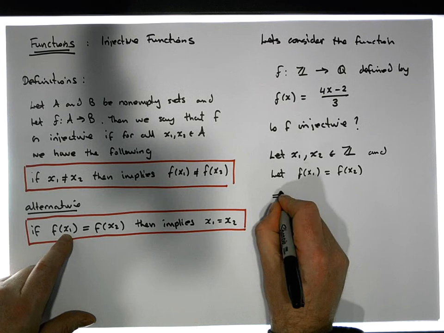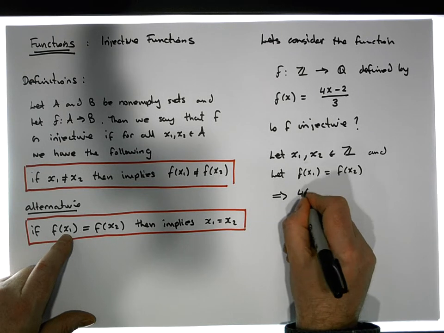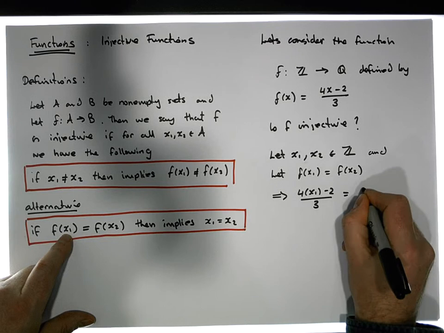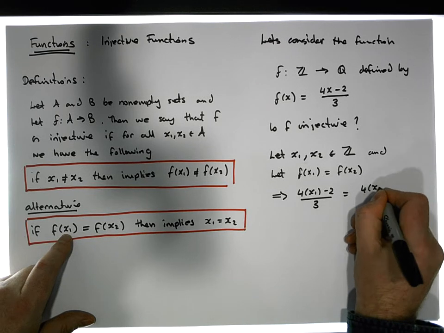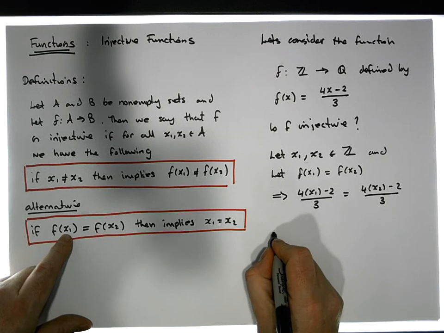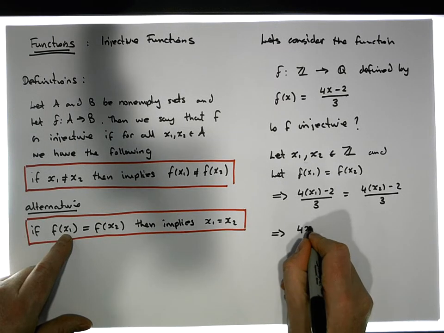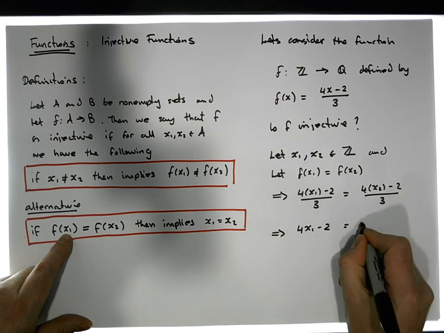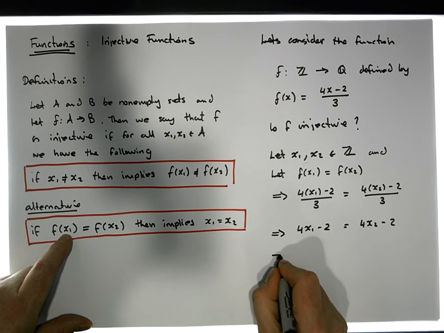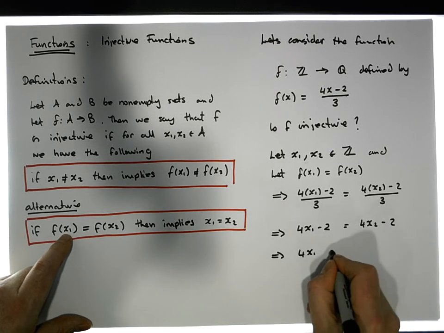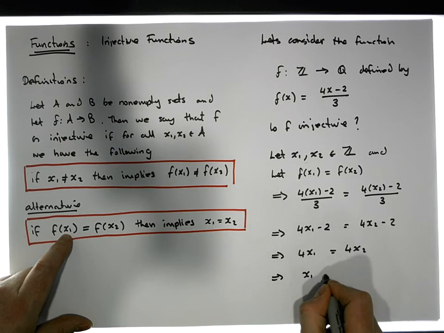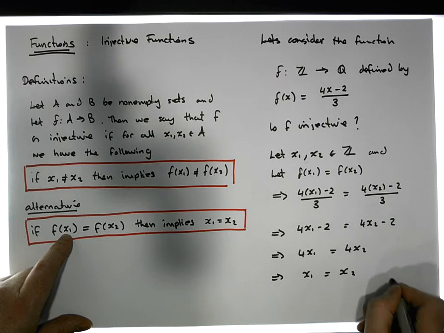This implies that 4 times x1 minus 2, all over 3, must be equal to 4 times x2 minus 2, all over 3. What does this imply? This implies that 4x1 minus 2 must be equal to 4x2 minus 2. Well, this implies that 4x1 must be equal to 4x2, which implies that x1 is equal to x2. So this is important for us.